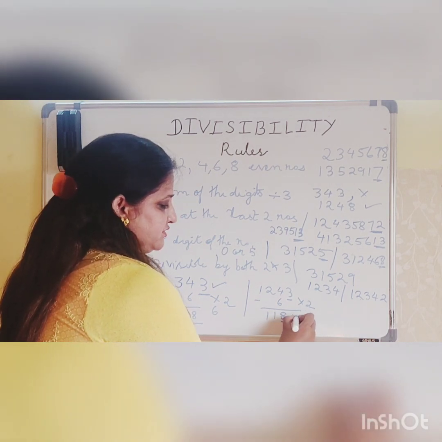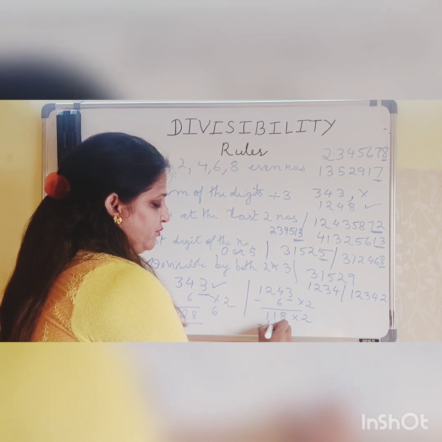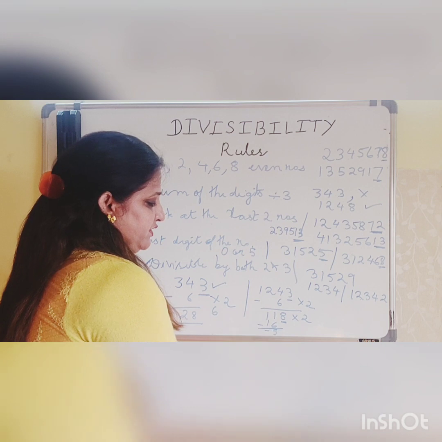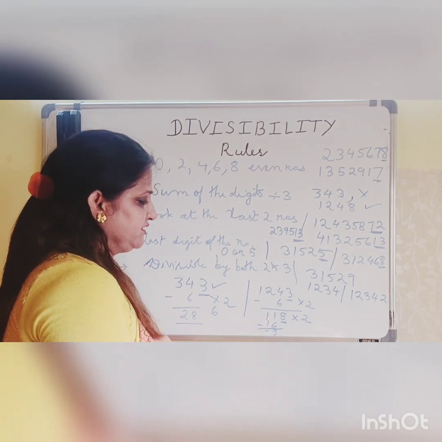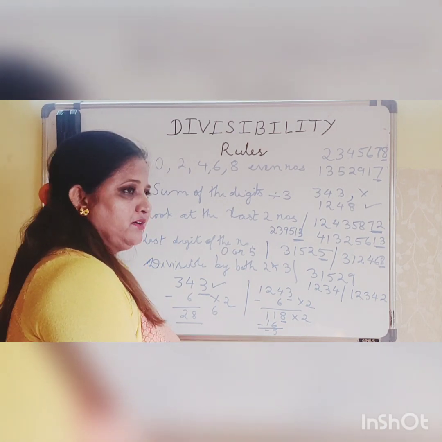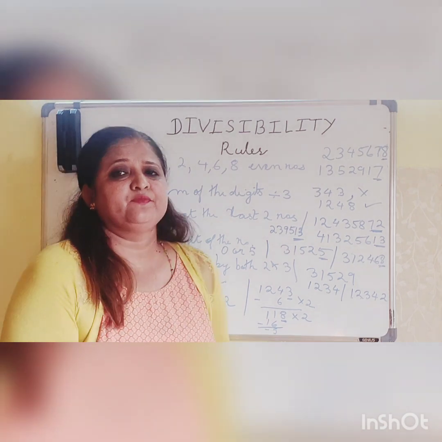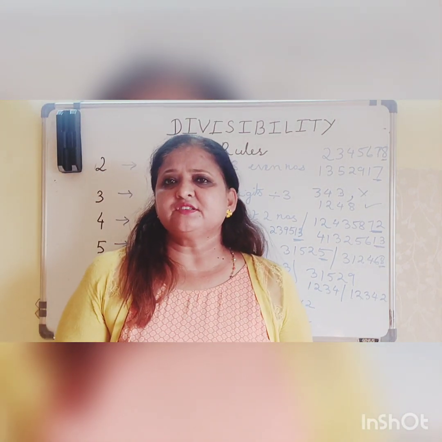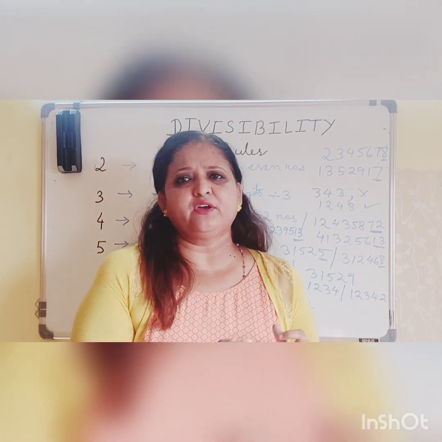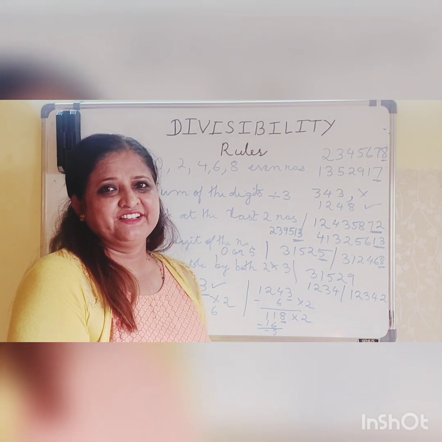So 8 times 2 gives us how much? 8 times 2 is 16. So we subtract it from here. Now when we subtract, what do we get? 11 minus 16 gives you a minus 5. So this number, minus 5, is not divisible by 7, so the whole number will also not be divisible by 7. So no matter how big the number is, you have to keep repeating this so that you arrive at a smaller number and you are able to decide whether the number is divisible by that particular number or not.